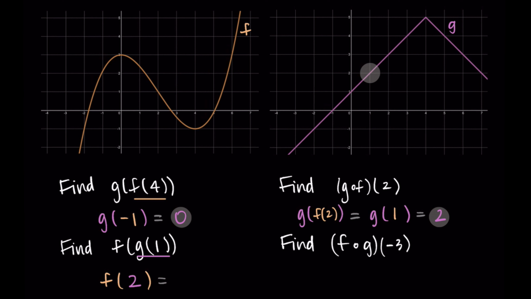Now I'm looking for f of 2. So I go over to the graph of f, and I find 2 as an input and see which output it goes with. I see that 2 corresponds to 1 as an output, since the point is 2, 1. And 1 would be my answer.